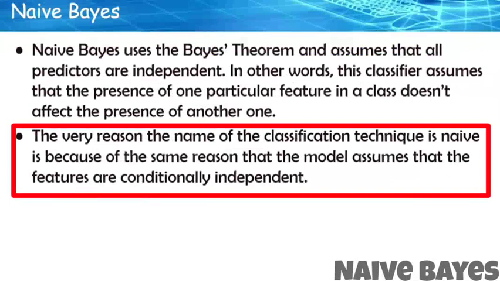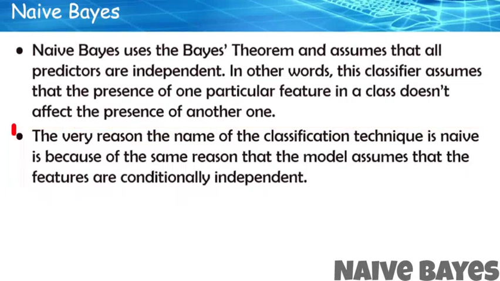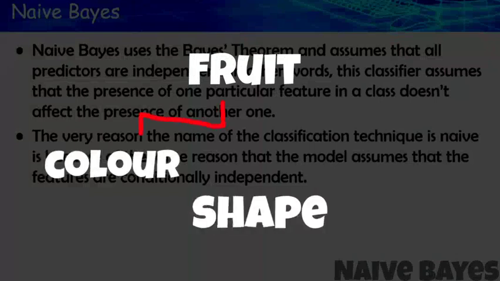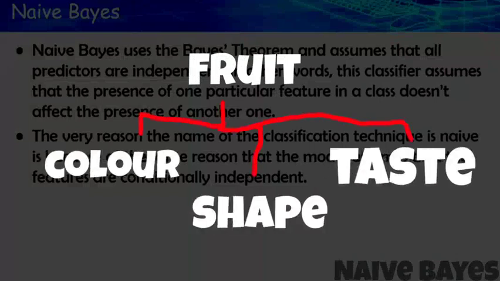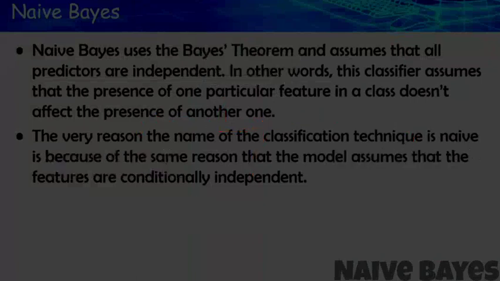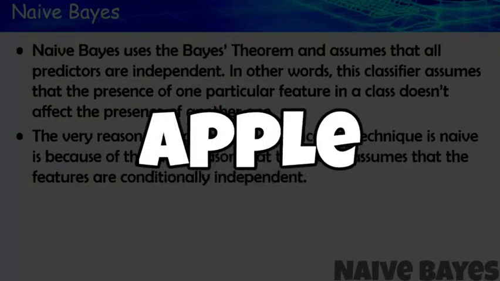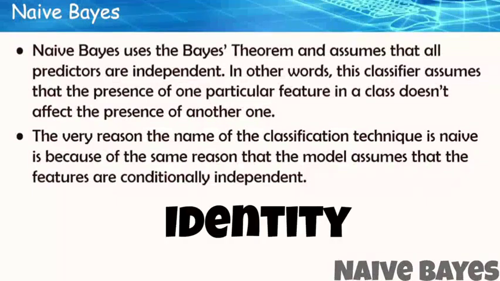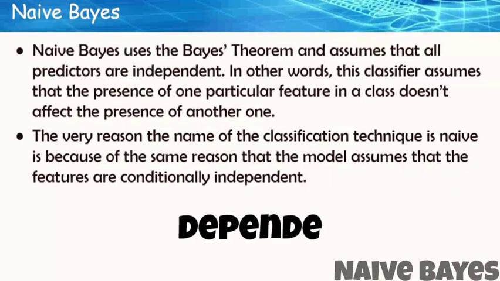Okay, so there is a reason why the name is known as naive Bayes. The name of the classification technique is naive because the model assumes the features are conditionally independent. So basically it assumes the occurrence of a certain feature is independent of the occurrence of the other features. Such as if a fruit is identified based on color, shape and taste, then a red, spherical and sweet fruit is recognized as an apple. So it is irrelevant. Hence each feature individually contributes to the identity that it is an apple without being dependent on each other.